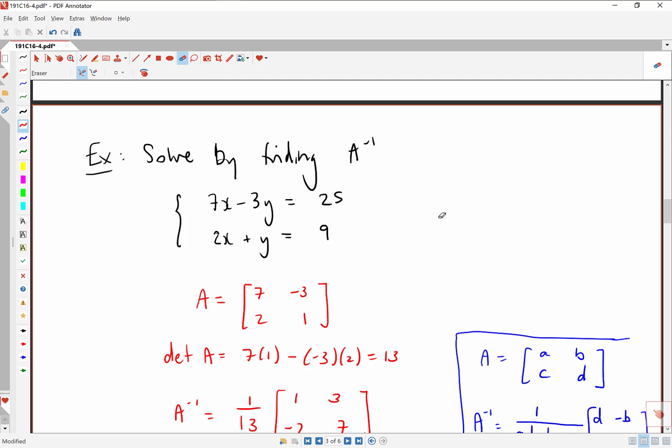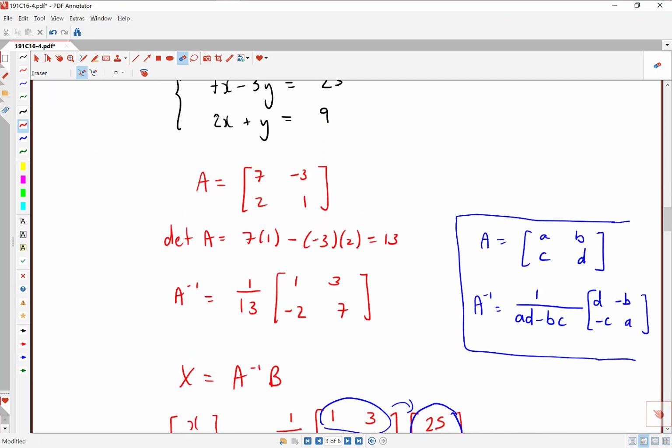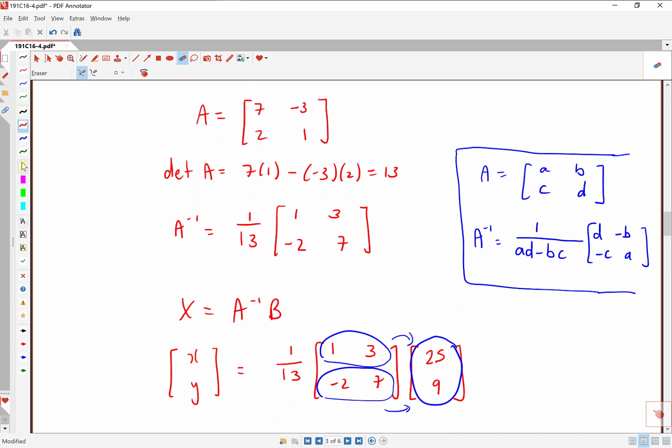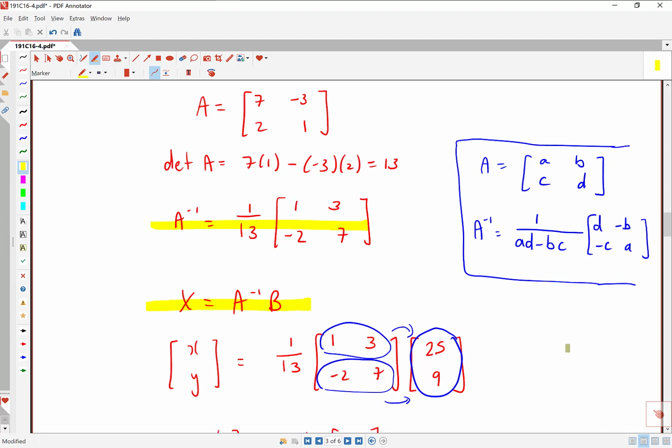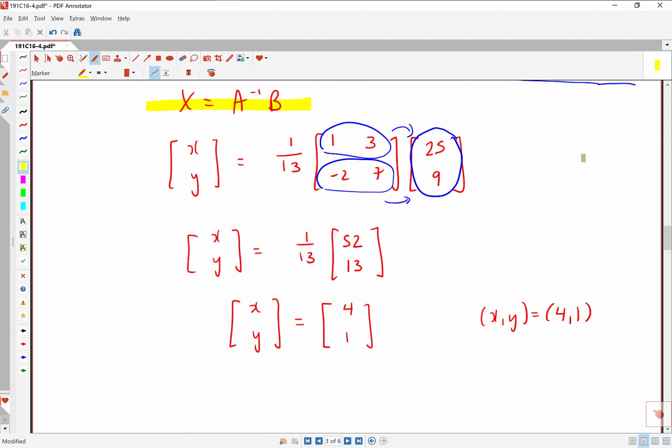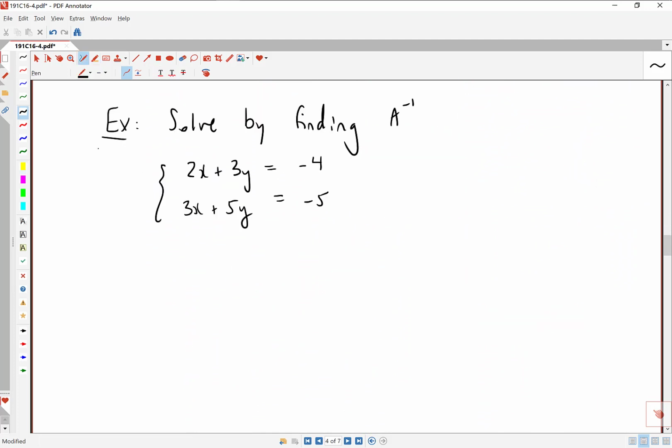So if the problem says solve by finding A inverse, then really what it comes down to is doing your calculation for A inverse and then breaking out this formula that X equals A inverse times B. And that gives you a quick way of solving your system. So again, we're going to solve the system by finding A inverse.